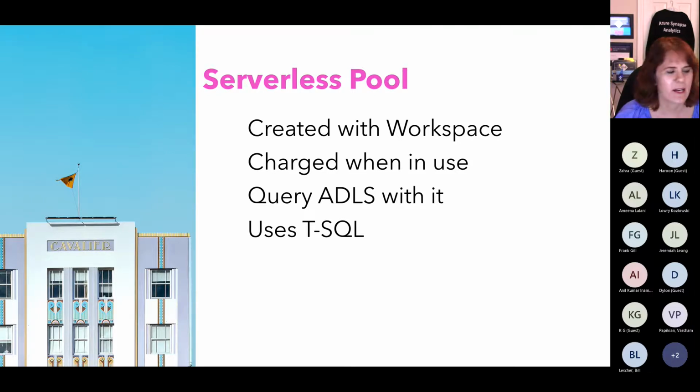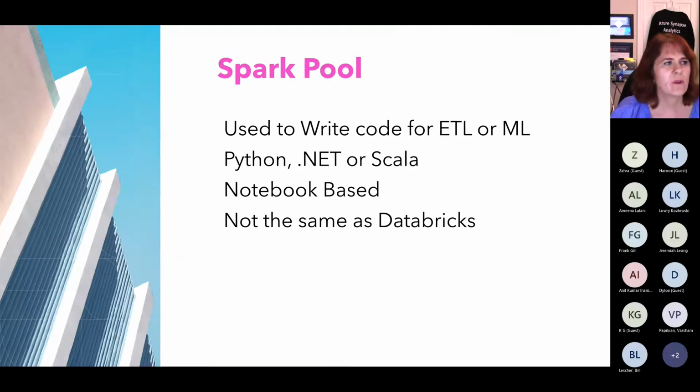This is what you get for serverless pool. It is the one kind of pool that you're not able to configure. The other pool is for Spark. Now, Spark is used to write code. You may find that you want to write it for ETL, or extract, transform, load, or any more. It's extract, load, and transform. Or you can use it for machine learning.